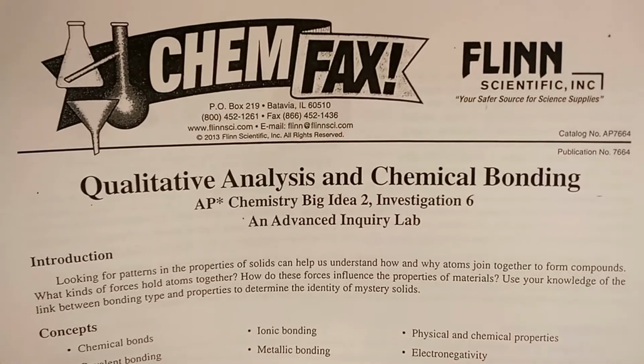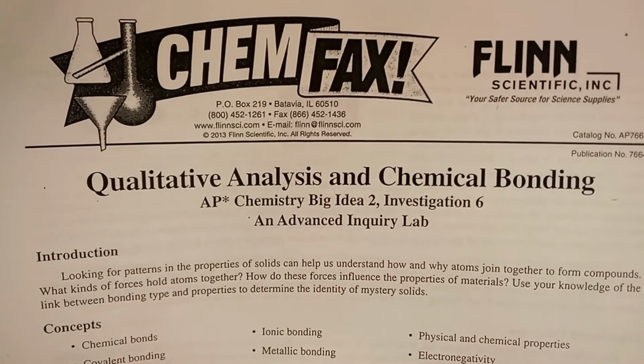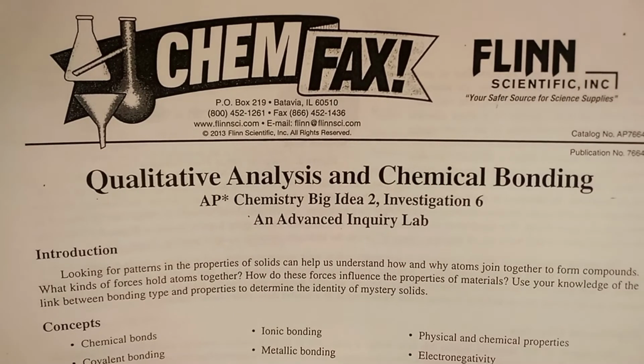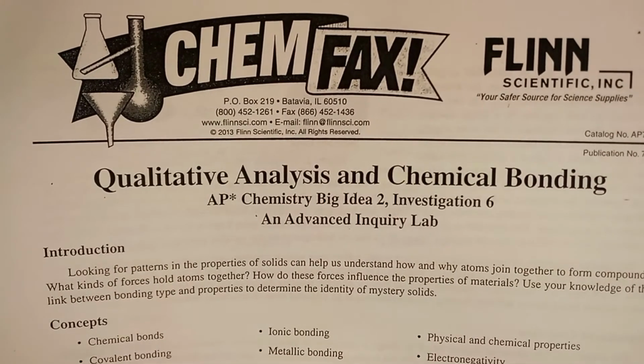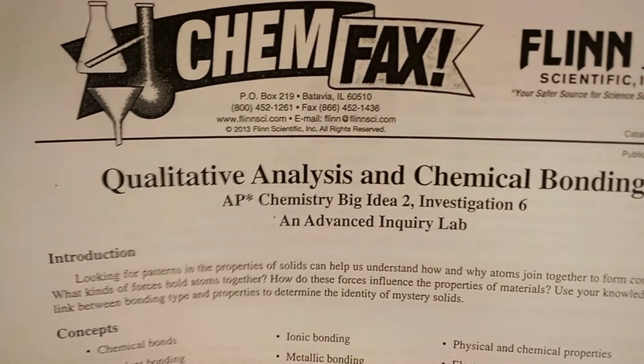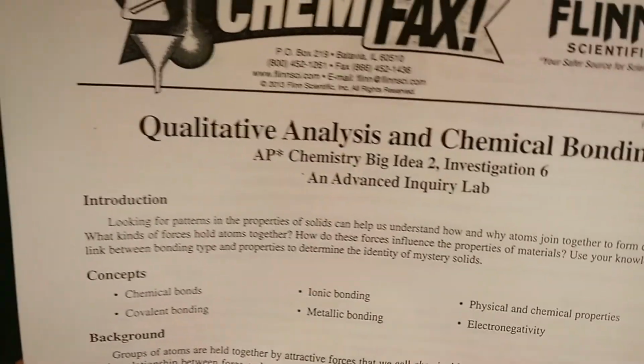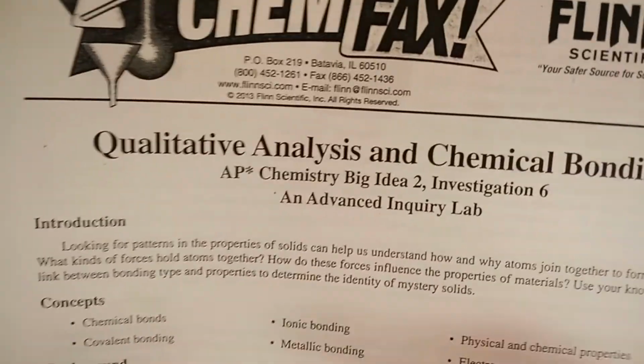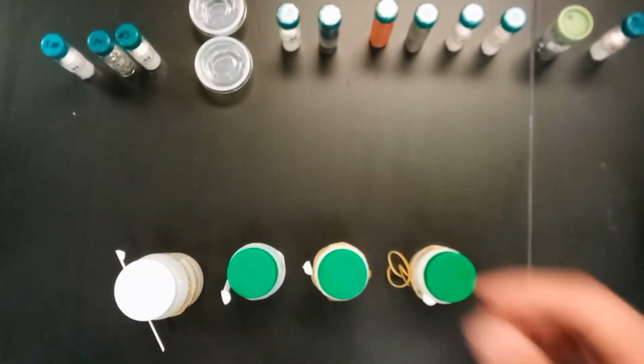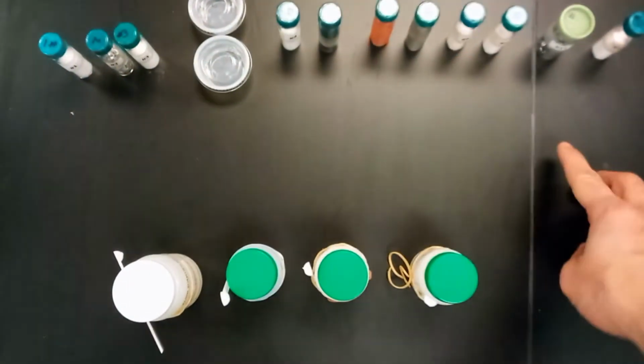So this is kind of the introduction to this qualitative analysis and chemical bonding lab. We'll be looking at some key features of covalent bonds, ionic bonds, metallic bonds, and when it comes to covalent bonds, polar and non-polar bonds. So we're going to start, and you'll notice here that there's 12 files up at the top.